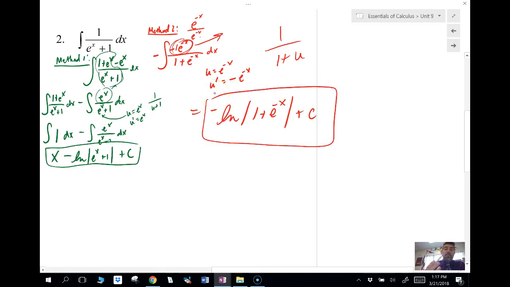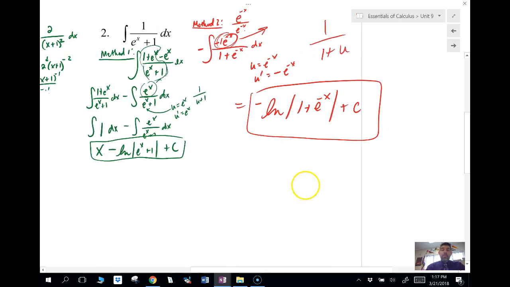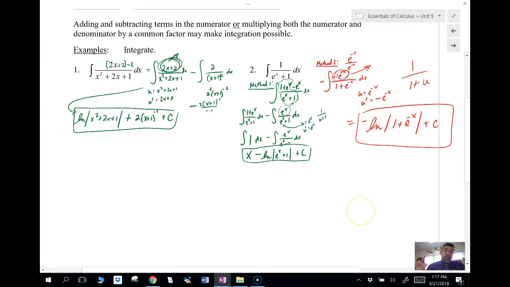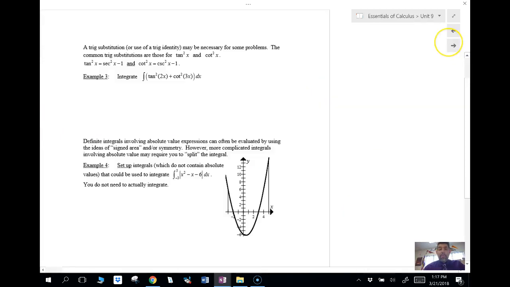And believe it or not, they do end up being the same thing. Notice there's a negative here and there, but they're going to give you the same thing. Okay, so those are examples of something we could do. Let's take a look at some other things.